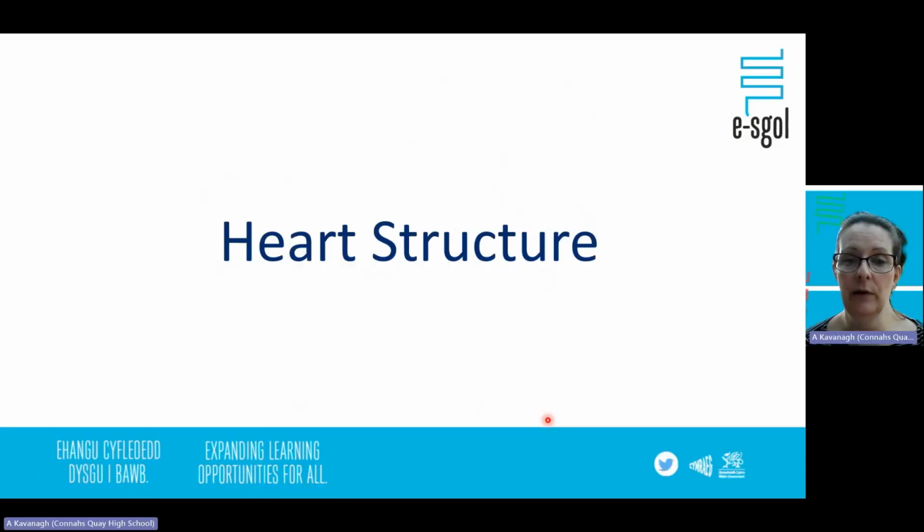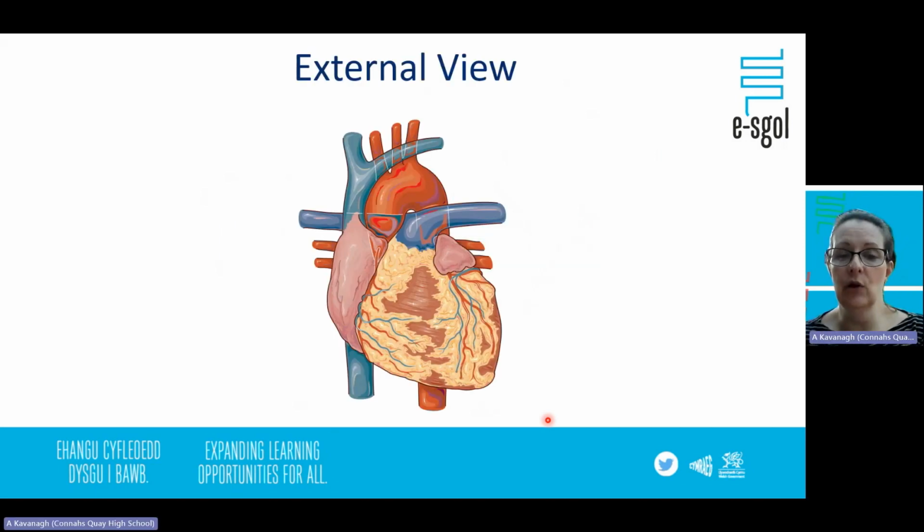So let's move on now and look at the structure of the heart and how blood may flow through our heart. This diagram shows us the external view of the heart. And we can see here our blood vessels surrounding the heart, or the cardiac muscle that the heart is made from, but also some of the important arteries and veins that our heart needs in order to get that blood flowing from one area to the next.